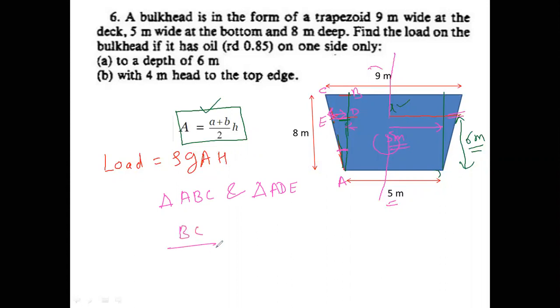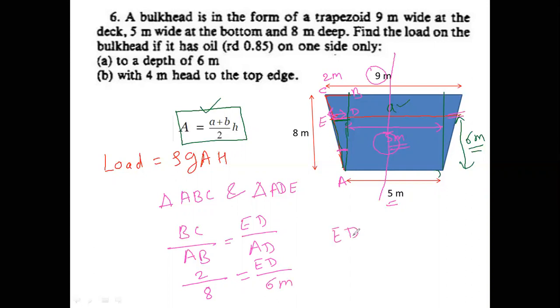BC by AB is equal to ED by AD. Now in this case we know everything. So how much is BC? Total is 9 meter. This 5 meter is gone, so BC will be 2 meter. AB is the total depth, that will be 8 meter. ED, that we have to find out, ED divided by AD, AD is 6 meter.